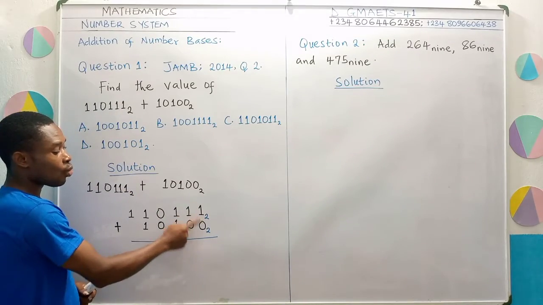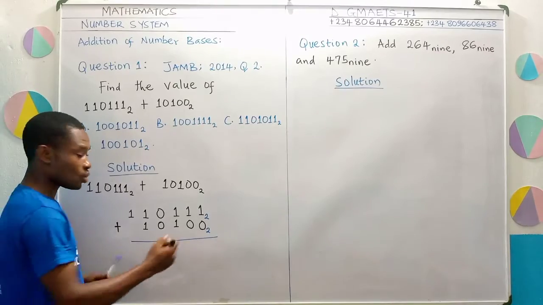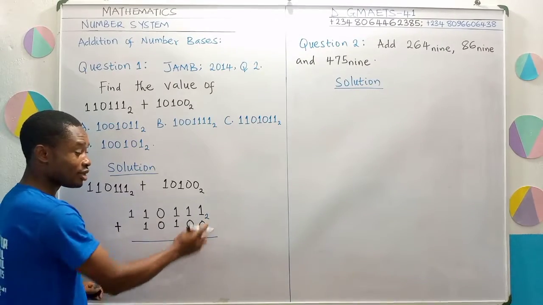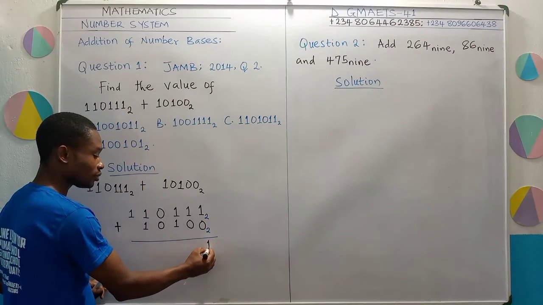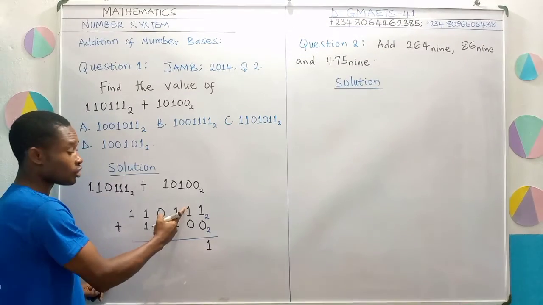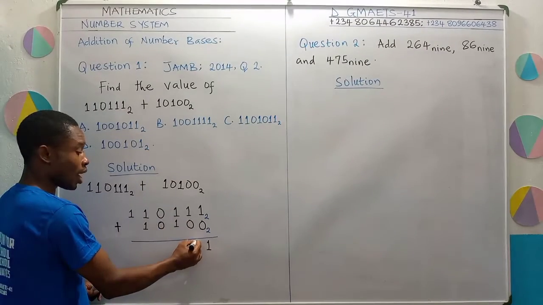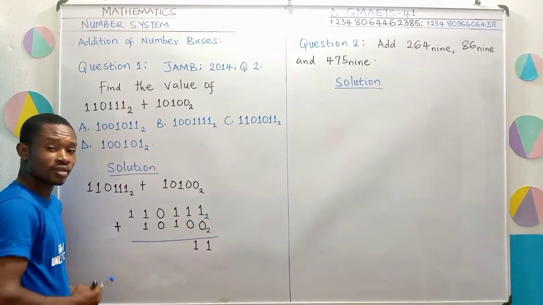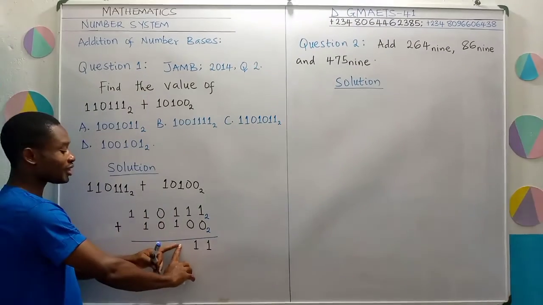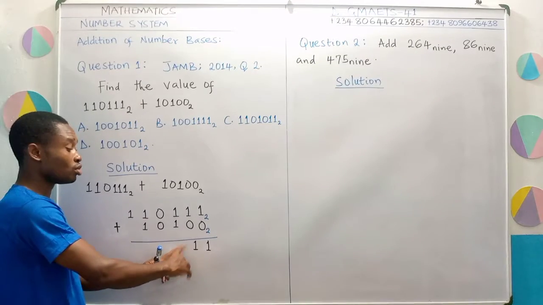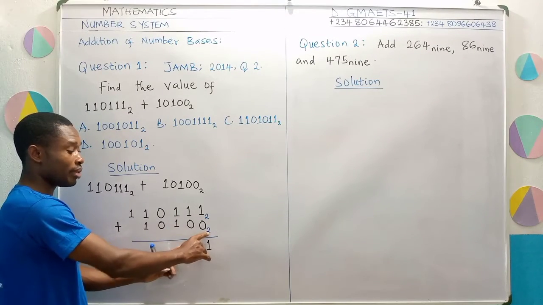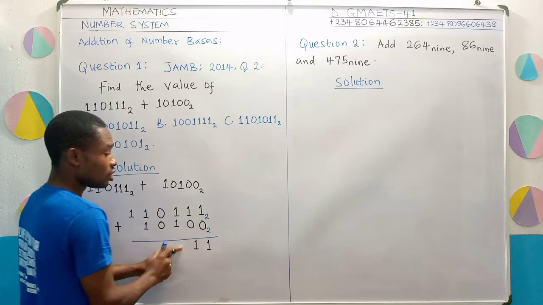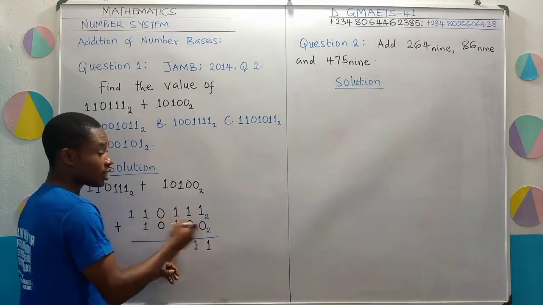Let's start with unit. 1 plus 0 will give us what? 1. 1 is less than the base 2, so you can write down 1. Come to tens, 1 plus 0, you get 1 still, you record it. 1 plus 1 will give us what? 1 plus 1 is 2. You can't record 2 here because the result you got here is equal to the base. So what do you do? Come over here and then 1 plus 1 is 2.